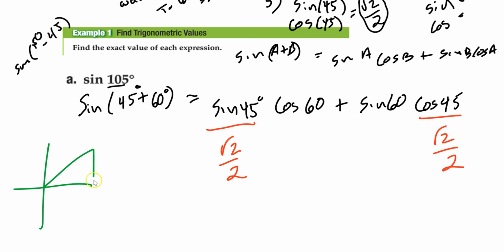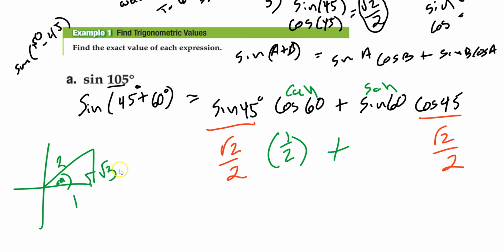So I'm gonna do a triangle real quick because you know the way I roll. So this is 60. Opposite 60 is rad 3. Hypotenuse is 2. Adjacent 1. Cosine is adjacent over hypotenuse, so 1/2. Sine is opposite over hypotenuse, so rad 3 over 2. And then all we have to do is multiply these and add them up.